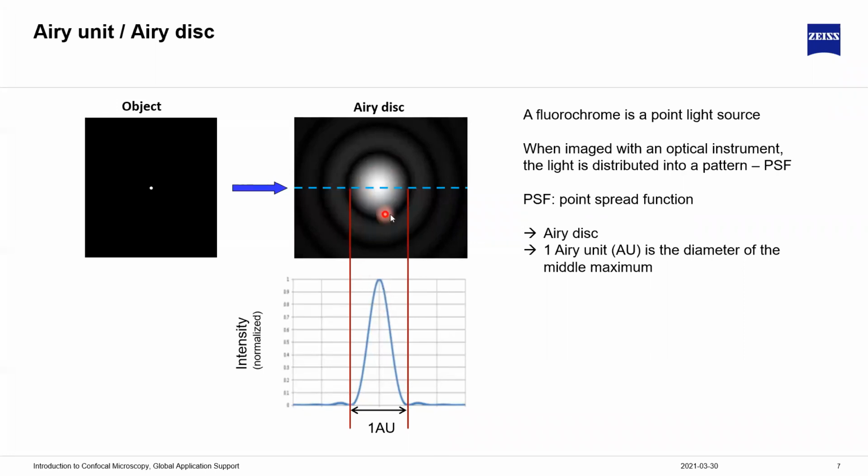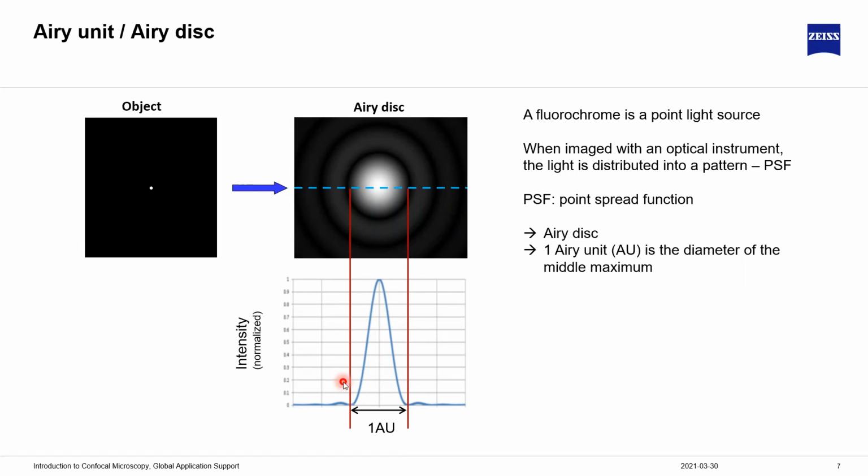The bright central region of this Airy pattern is called the Airy disk, and the size or diameter of this Airy disk is referred to as 1 Airy unit. So it's this bright region in the middle of the Airy pattern, or if you look at the cross section of the point spread function, this middle peak of the cross section. So this would be 1 Airy unit, and this is a good enough compromise.